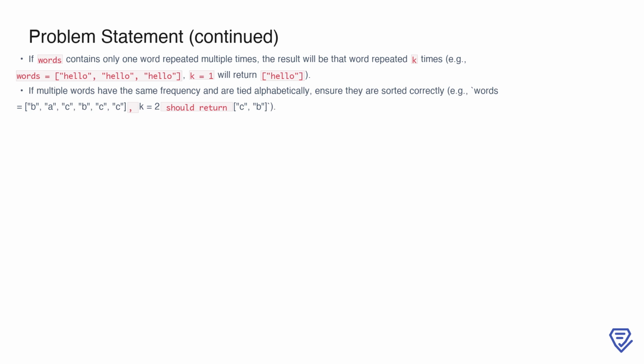Another important scenario is when multiple words have the same frequency and need to be ordered alphabetically. For example, if words equals ["b", "a", "c", "b", "c", "c"], and k equals 2, the word "c" appears 3 times, and "b" appears 2 times. Since both words have unique frequencies, we don't need alphabetical sorting here, and the output is ["c", "b"]. These examples highlight how the constraints and rules ensure a clear and consistent solution, even in edge cases.